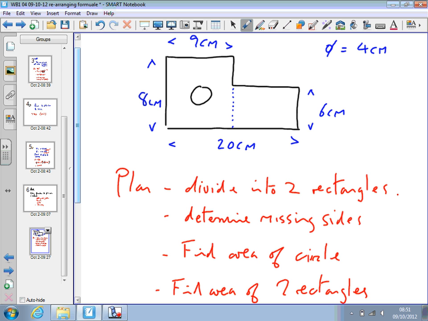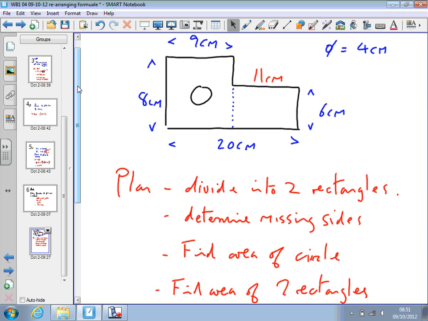What would you do now then? So you divide into two rectangles, determine the missing side. Can you tell me about this one? This one here. 5, 11. Who said 5? Right. 11. And what else do we need? That's it, isn't it?